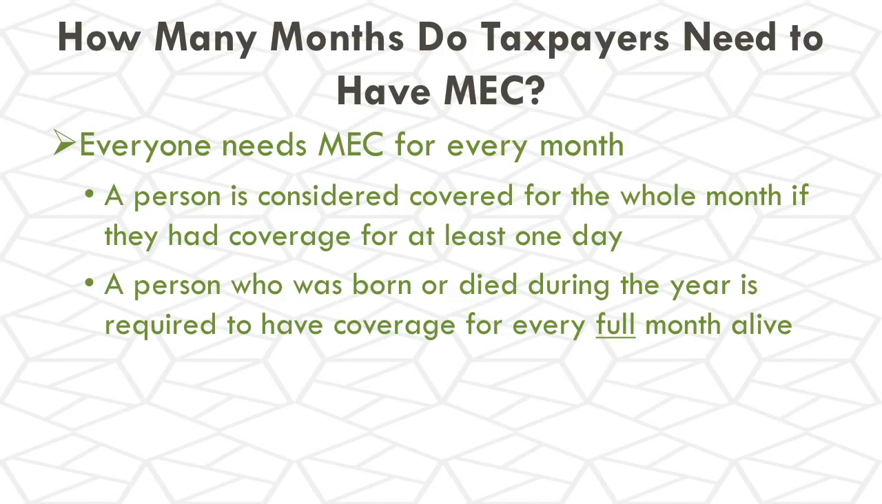So if they obtained coverage on July 31st and they did not have it the previous 30 days, they are still considered to have been covered for the entire month of July. Also, a person who was born or died during the year is only required to have coverage for every full month that they were alive. So if a child was born on November 20th of the tax year, they would only be required to have coverage in December of the tax year, the full month alive.